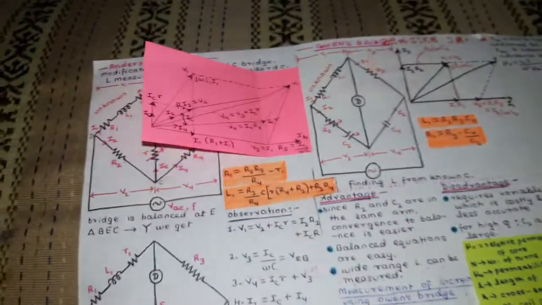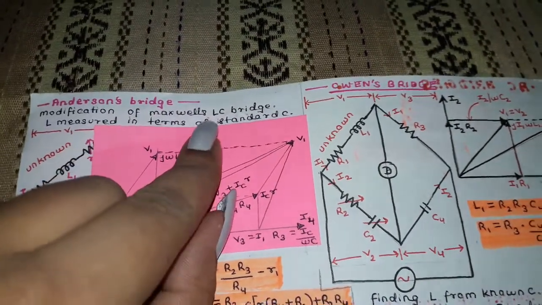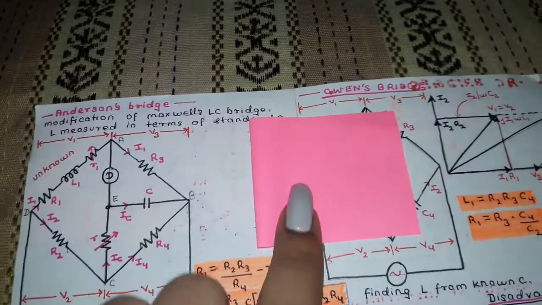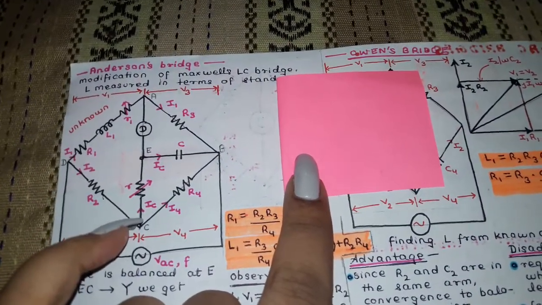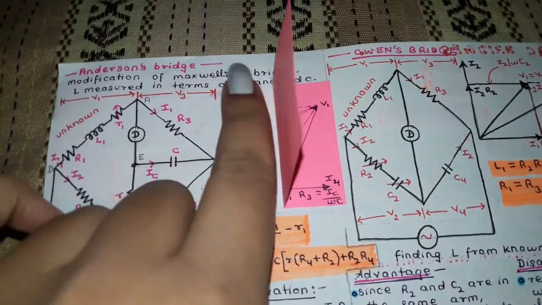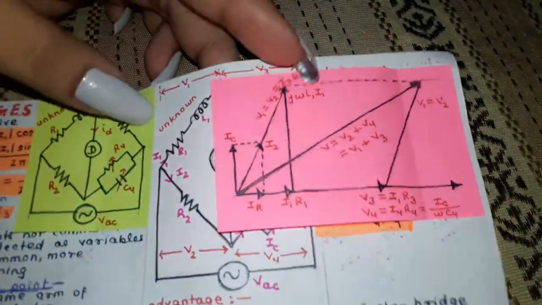Now we are starting off with Anderson's bridge. It is a modification of Maxwell's inductance capacitance bridge. As you see, this is the circuit of Anderson's bridge. It is a modified version of Maxwell's LC bridge, which we studied in part 2.